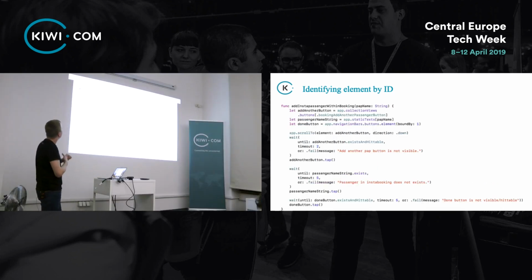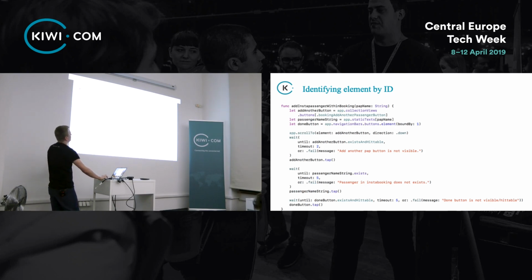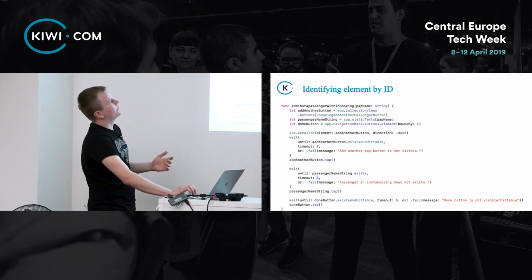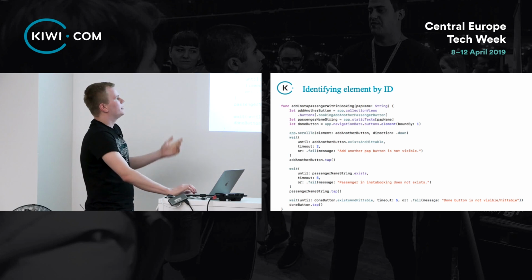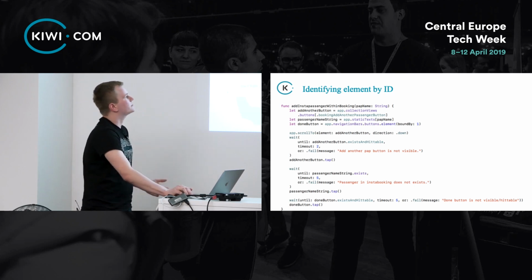And then I have some method which uses the button, this one. The path to the button is app, collection views, buttons, and then I have the accessibility identifier, which was set here, and then I can interact with it. So I have add another button. I'm scrolling to it, I'm waiting for it, and I'm tapping it. If it's not visible, I'm failing the test.